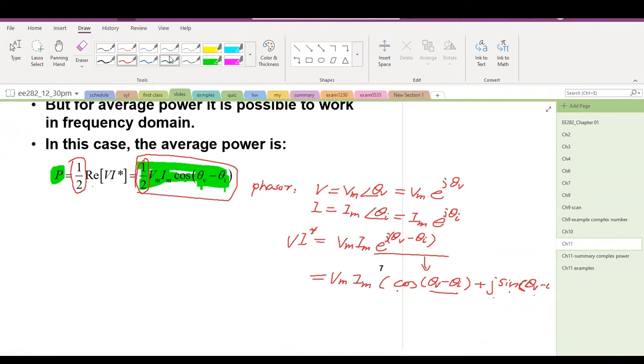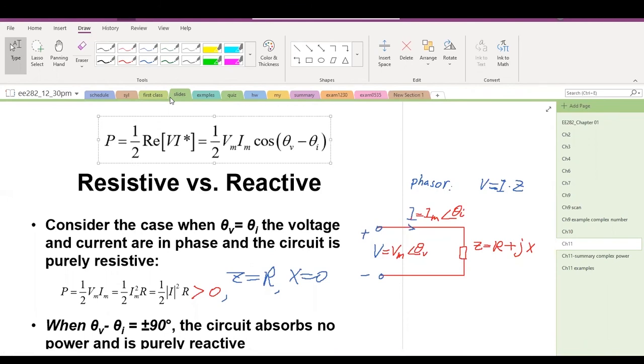So all of these formulas we want to know. We cannot memorize everything. Later on, we're going to have more formulas. We suggest that we create a formula sheet. Next, let's introduce two concepts. One is the resistive circuit. Another one is the reactive circuit.